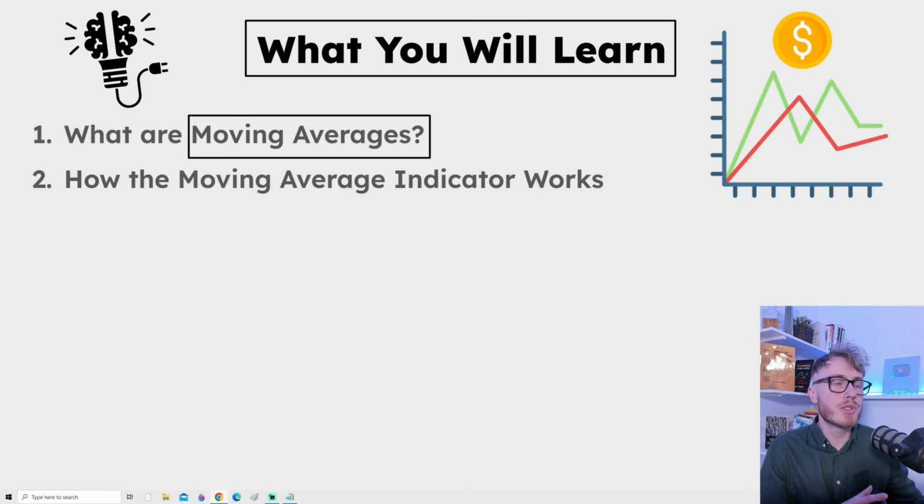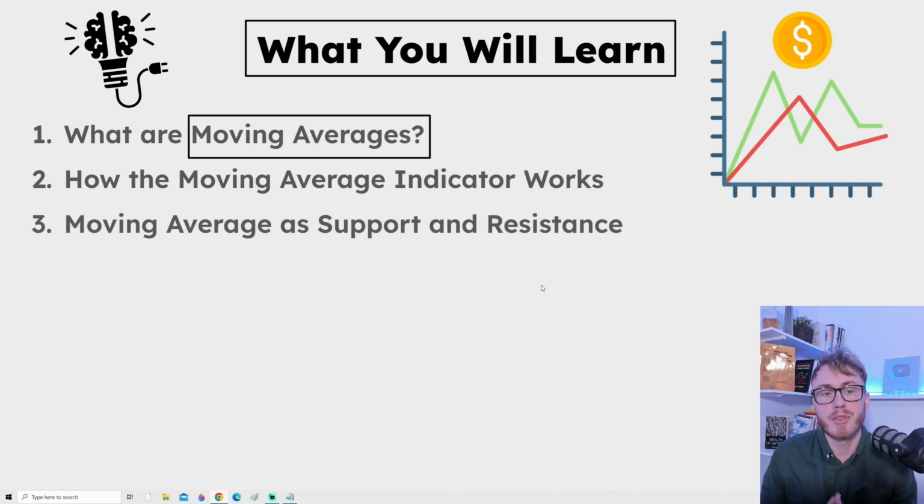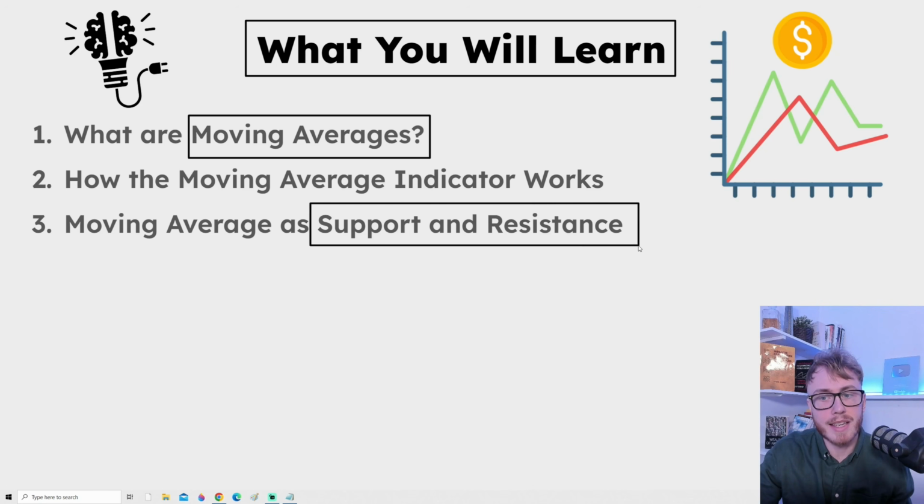In order to use moving averages effectively, it's of course very important to understand how a moving average actually works. In the next chapter, chapter 3, we're going to talk about moving average as support and resistance. And this right here is a super common trading strategy when it comes to moving averages. But there are many important things you need to know before you start using moving averages as support and resistance. And I will cover them all in a step-by-step manner in this chapter.